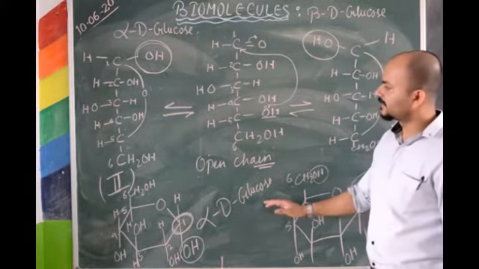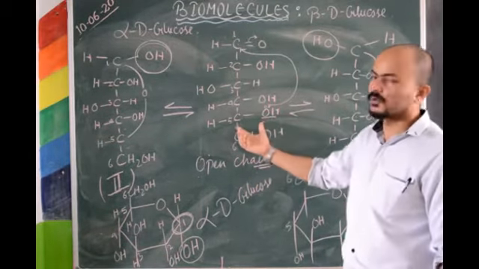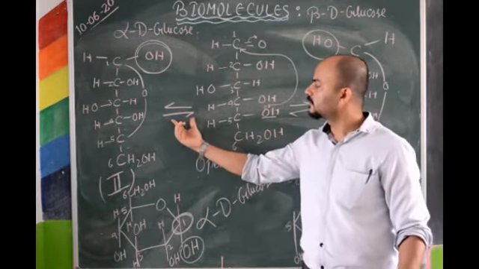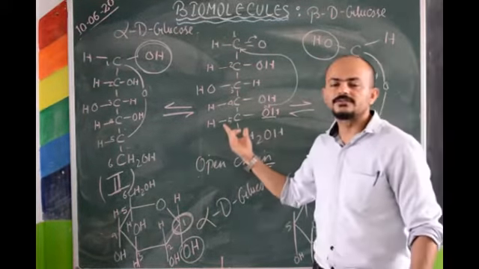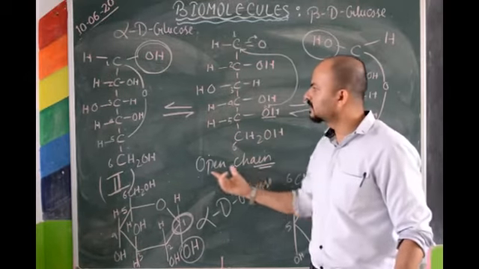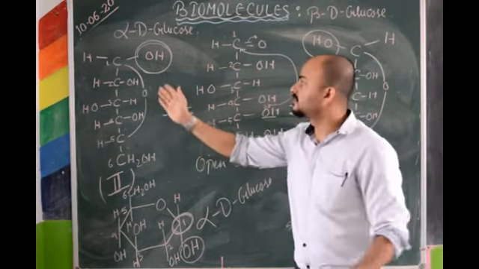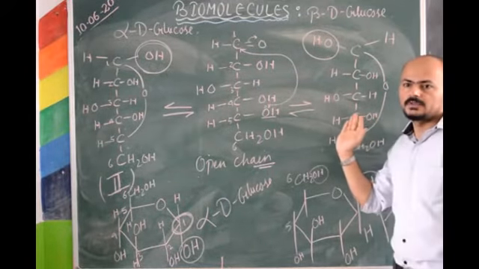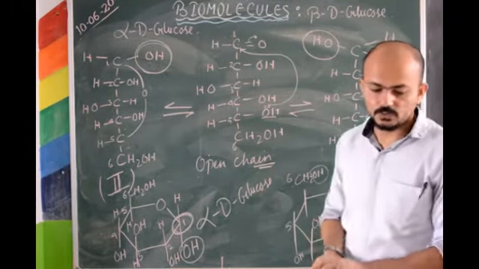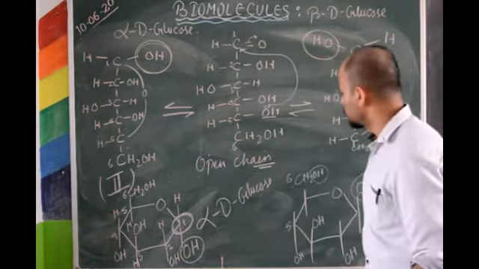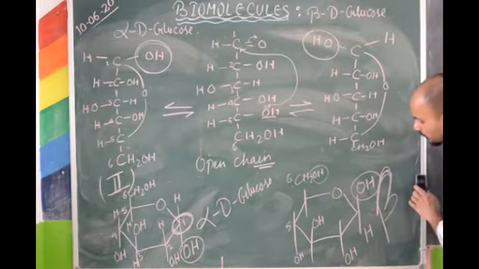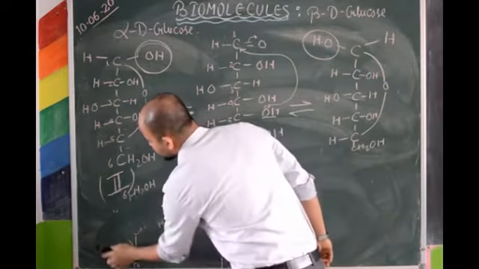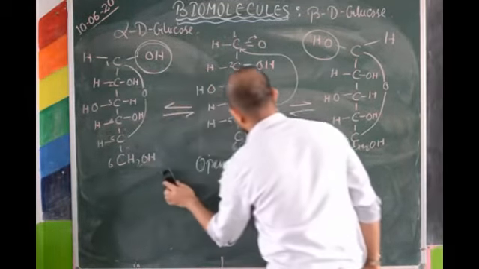Hope this is clear. And you have to remember that whenever glucose is present, there is this equilibrium sign. Can you see that? Some amount of glucose stays in open chain structure, some of it stays in alpha D glucose form, and some of it stays in beta D glucose form. Now, similar to this, we have the structure for fructose also. Fructose also stays in cyclic as well as open chain form.